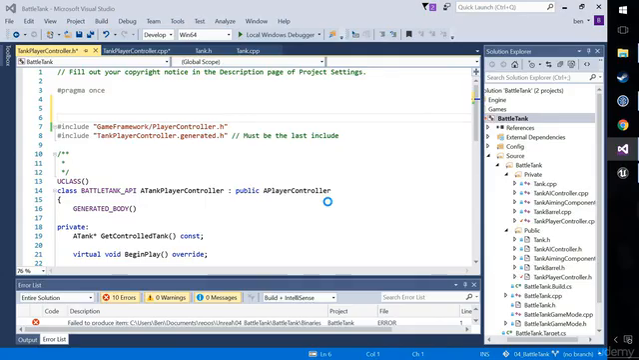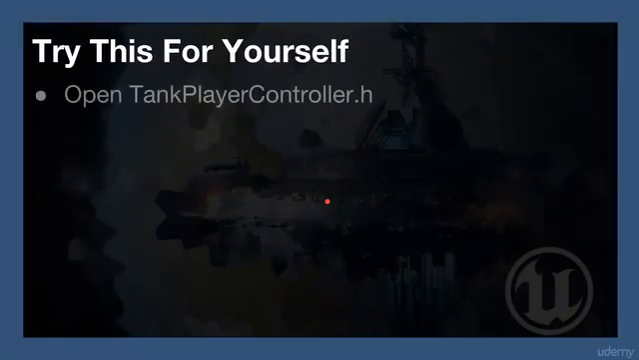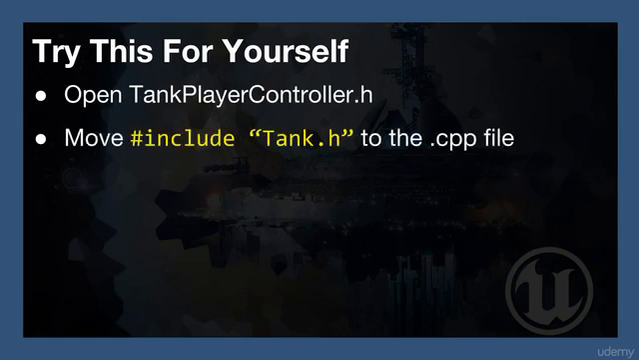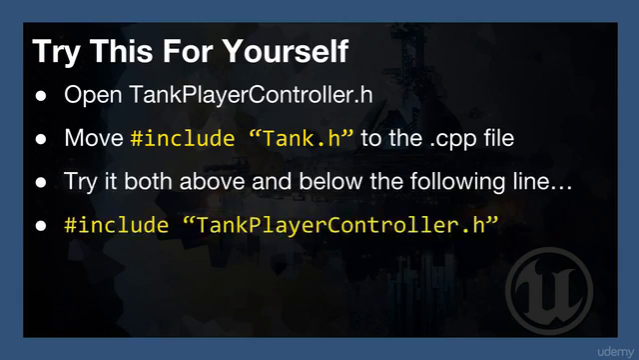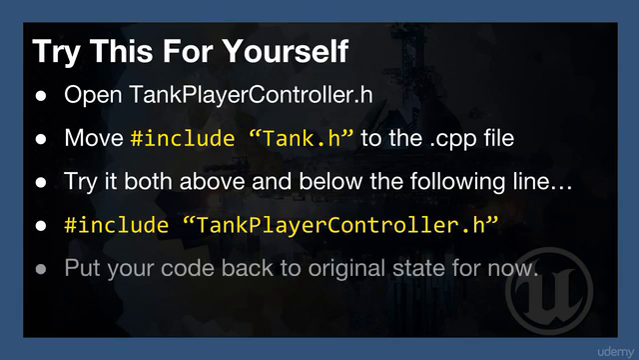So what I want you to do now as a challenge is to go ahead and try it for yourself. It'll make a lot more sense. Open your tank player controller.h, move the hash include tank.h to the C++ file. Try it both above and below the tank player controller include and see what works and what doesn't for yourself. And then when you finish, put your code back to the original state.